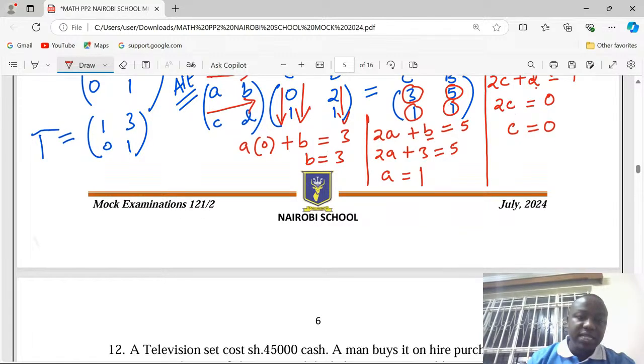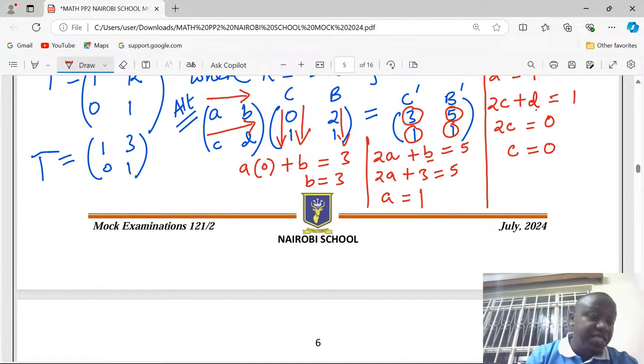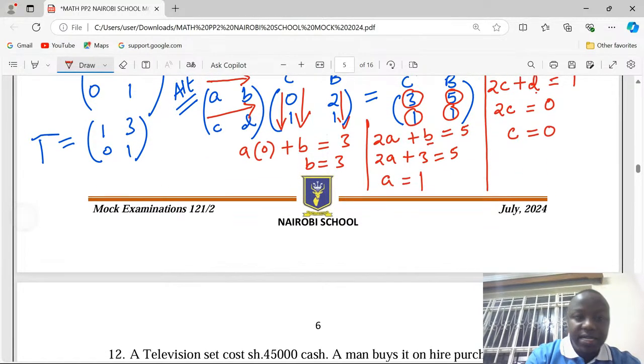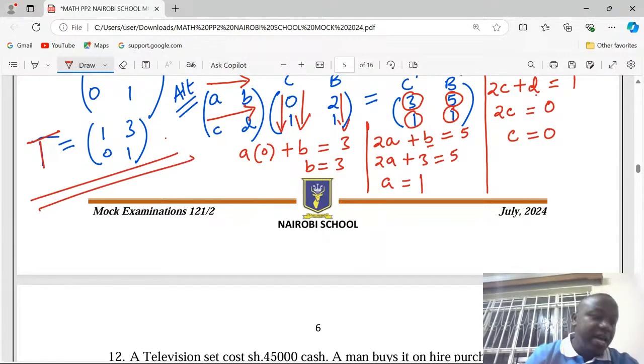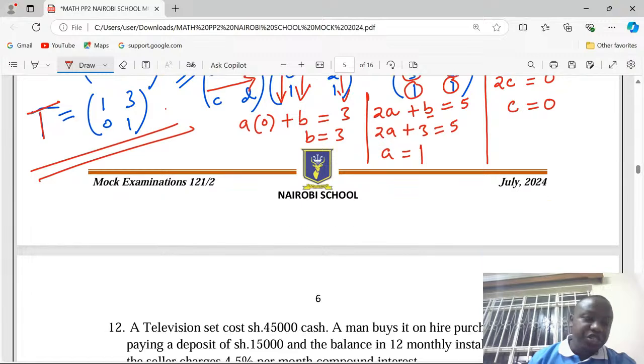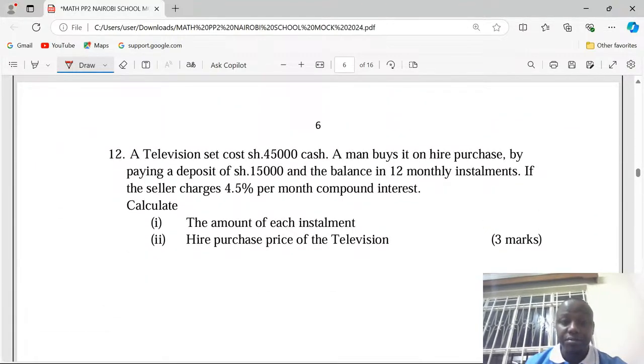And automatically now we can write down the matrix of transformation A, B, C, D, and it is confirming that the values of the elements in that matrix are just as we had listed initially. So that is how we handle the question.